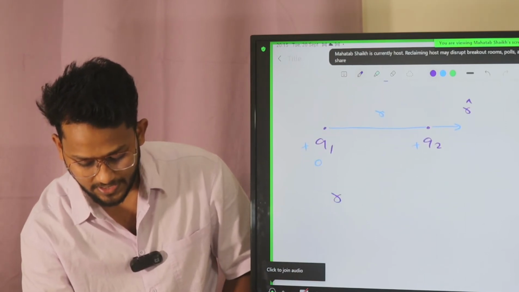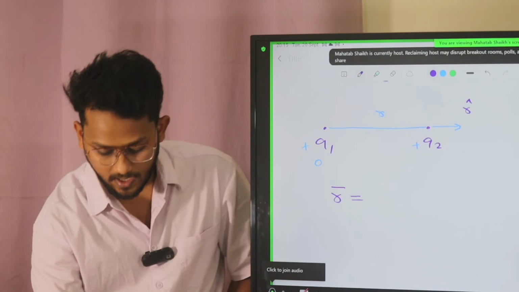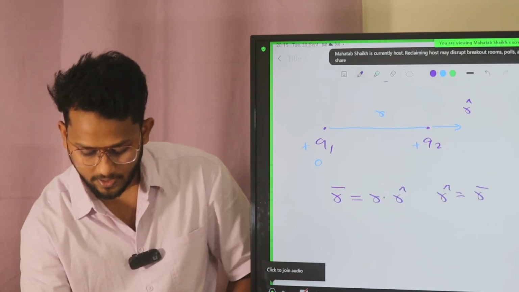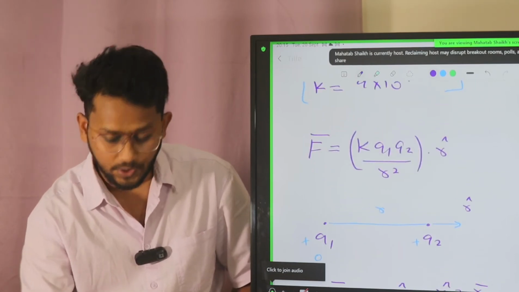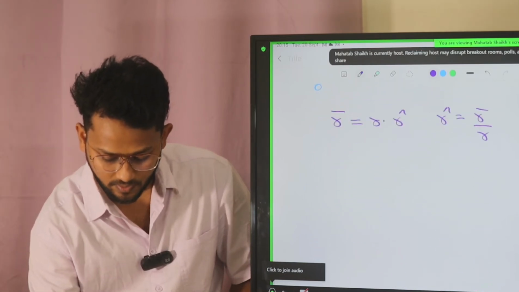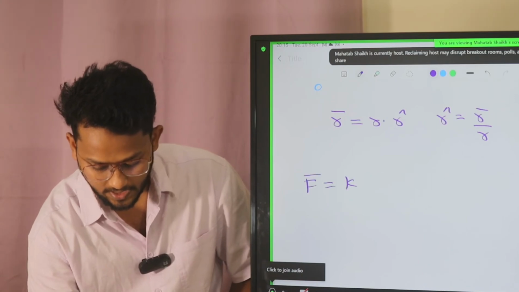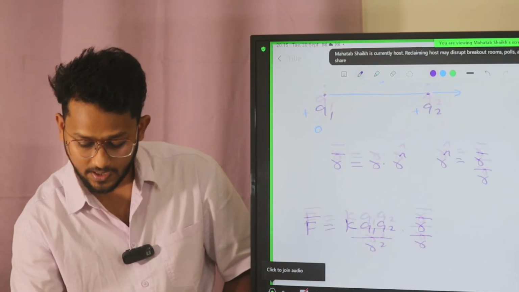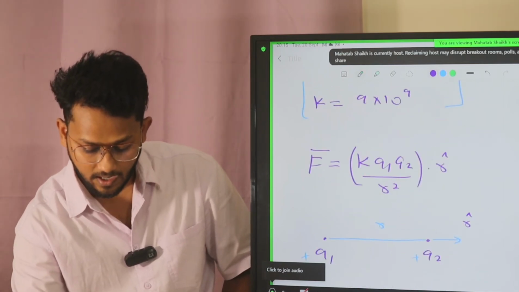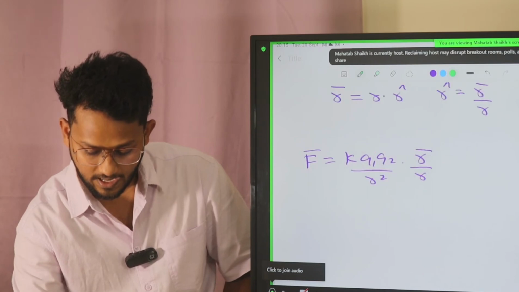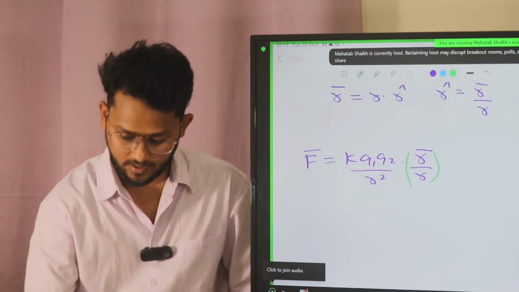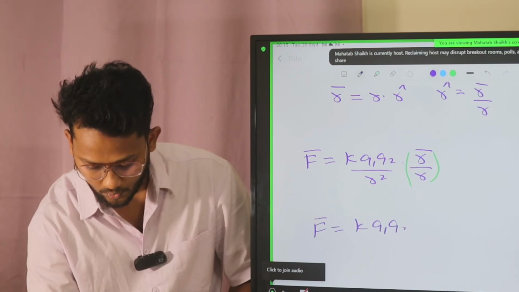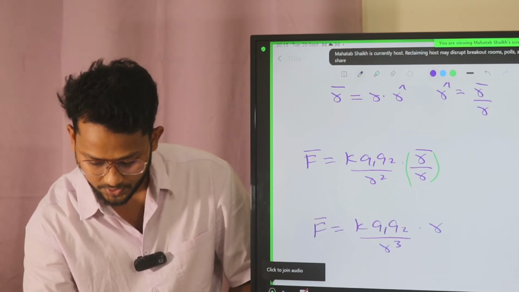Now we will do some modification. In terms of vector, we know that R vector equals R times R cap. So R cap will be R vector over R. I will substitute it over here. Now my force will become K Q1 Q2 over R square times R vector by R. See this, I have just plugged in R cap. Instead of that, I have substituted R vector over R. So my force over here equals K Q1 Q2 over R cube times R vector.